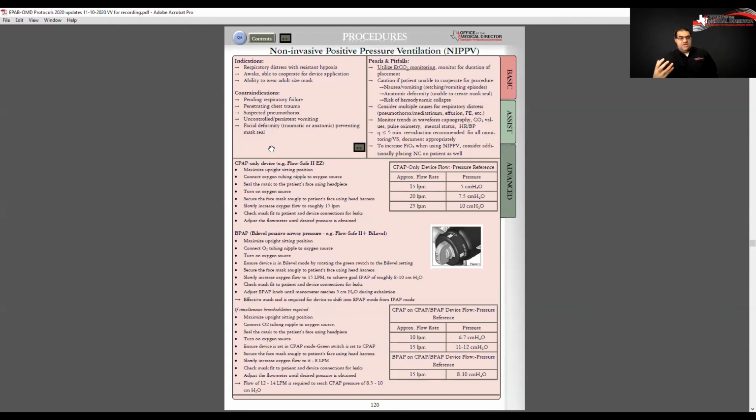Again, you're going to get some good hands-on training on this, but the big difference is, whereas with CPAP alone, you provide the same amount of pressure constantly, both in inspiration and expiration, what a bilevel device does is when the patient inspires, the pressure goes up, and then when they expire, the pressure comes back down. So not only does it improve oxygenation, but it improves tidal volume, it improves ventilation, and especially improves work of breathing.